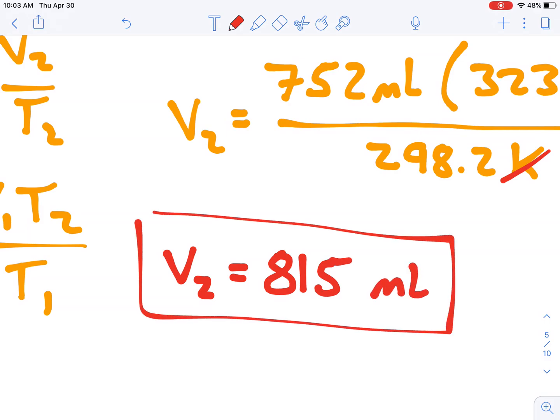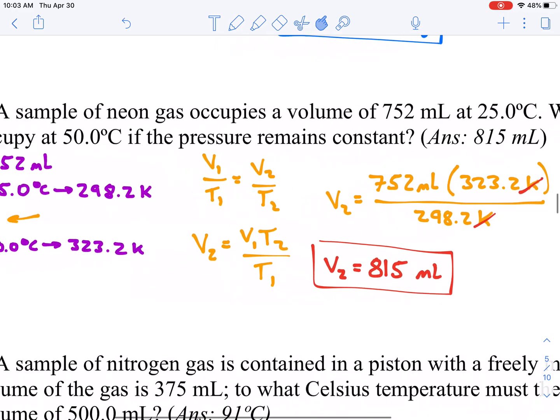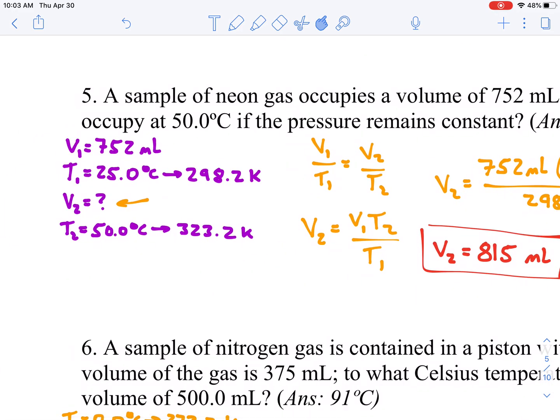And again, you can ask yourself, does that make sense? If we have a gas and we increase its temperature from 298 to 323, does it make sense that it occupies a larger volume? Yes, it does, because those molecules are moving faster, they're bouncing off the walls a little bit with increased energy collisions. That means that the volume occupied gets a little bit larger. So this again makes sense logically.